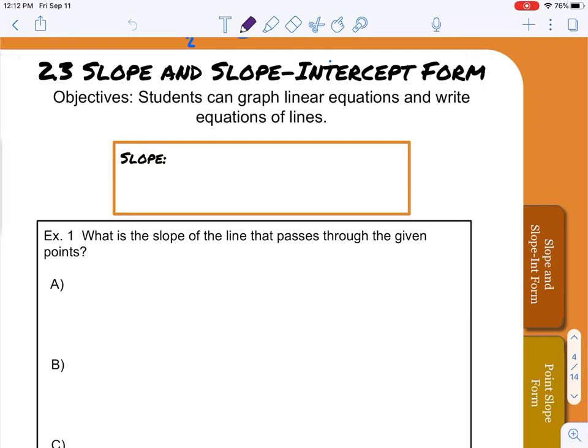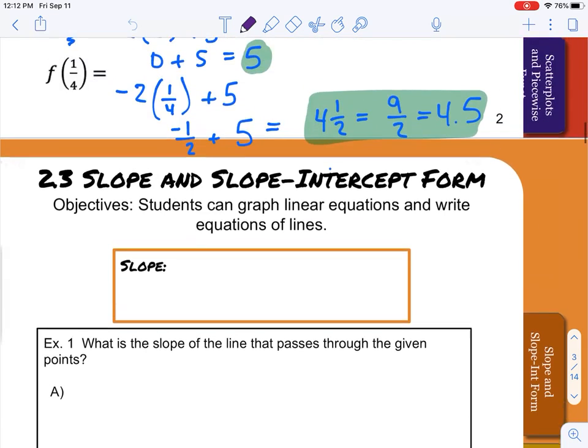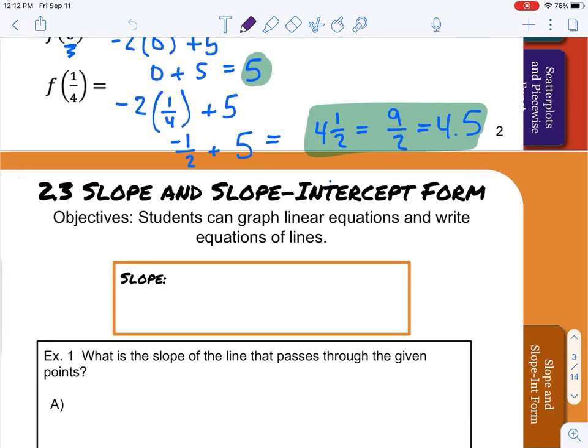Hello all, today we will be covering 2.3, slope and slope-intercept form. By the end of this lesson, you guys will be able to graph linear equations and write equations of lines. So we're going to start out with our slope.